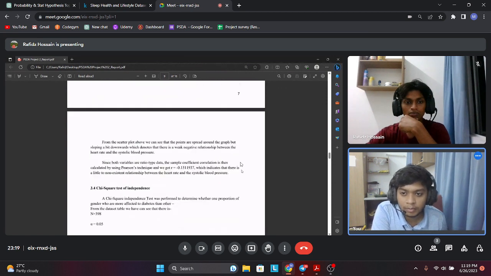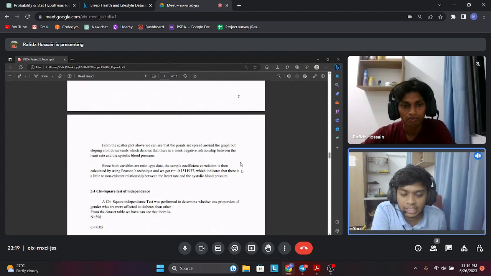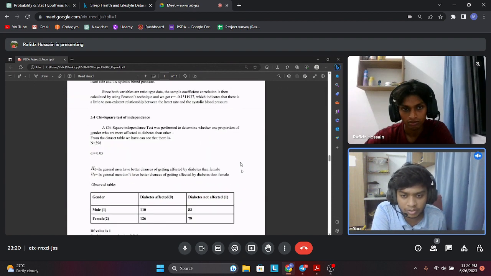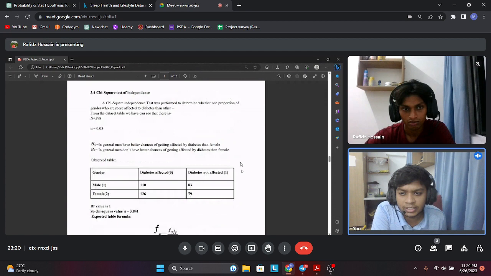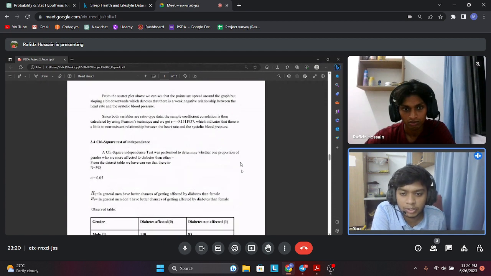From the scatter plot, we can see that the points are spread around the graph, but sloping a bit downwards, which denotes there is a weak negative relationship between heart rate and systolic blood pressure. Since both variables are ratio type data, the sample correlation coefficient is calculated using the Pearson technique. We got r equal to minus 0.15. So we can say that there is no relationship between the heart rate and systolic blood pressure.